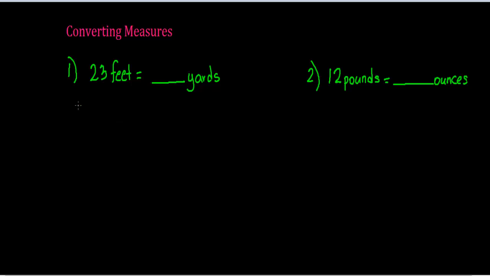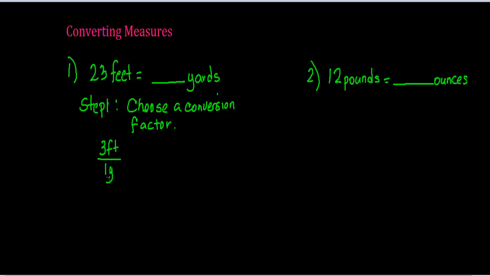So here's step 1. Step 1 is choose a conversion factor. How do we do that? Well, let's see what our options are. If I want to turn feet into yards, I know that there's 3 feet in 1 yard, and I can write it as this ratio. I can also write that there's 1 yard in 3 feet, okay? So I can write them in 2 different ways.